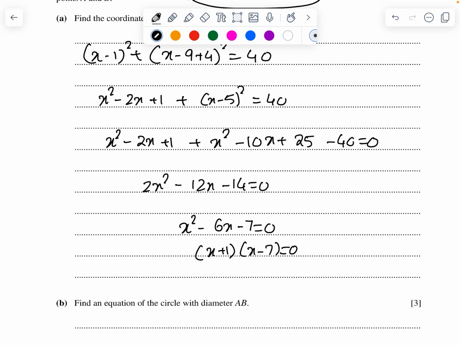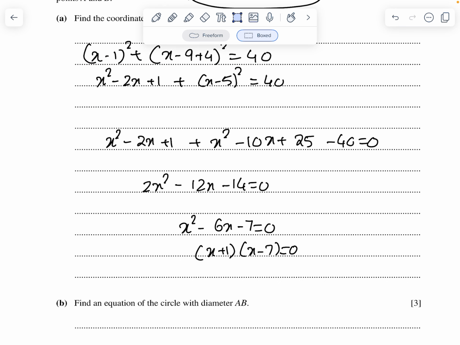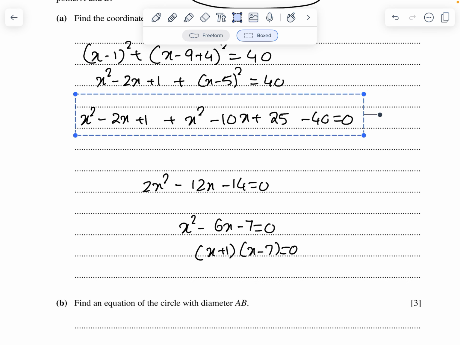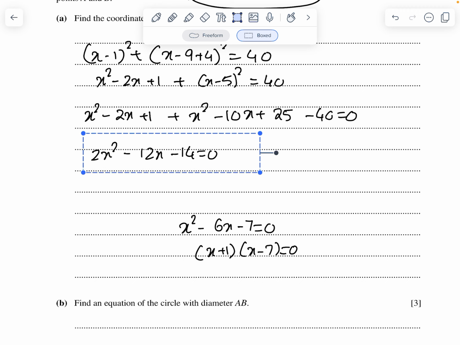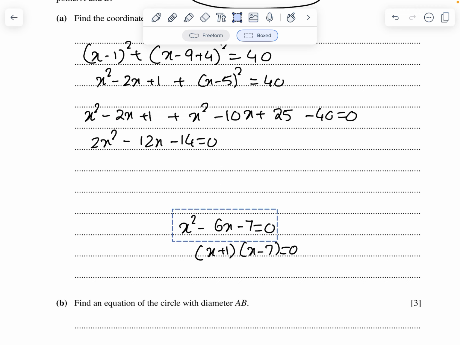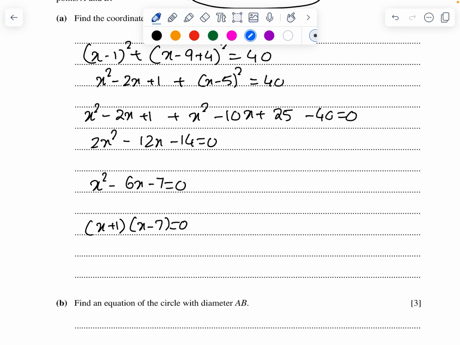So you will be getting two values of x. x plus 1 equals 0 or x minus 7 equals 0. So x equals negative 1, x equals 7.